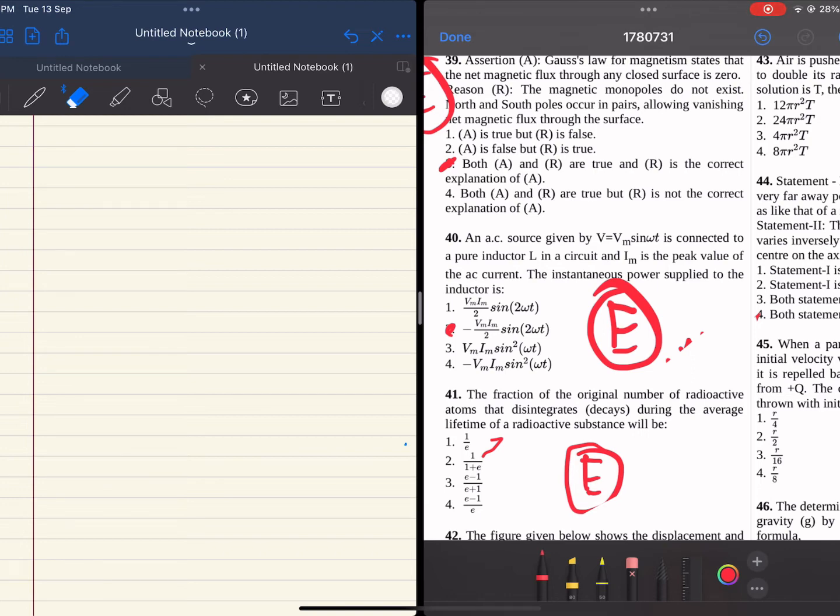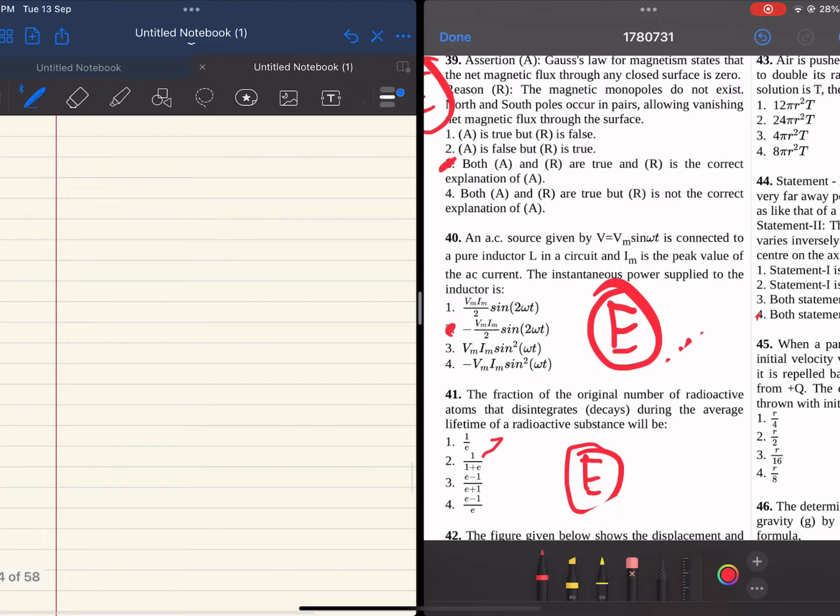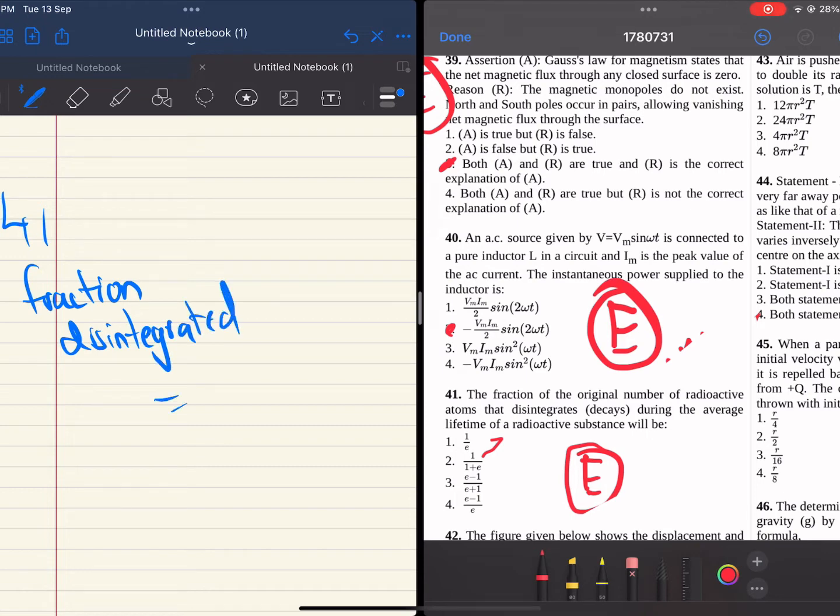So disintegrated is n0 into 1 minus 1 by e. Fraction disintegrated will be that divided by the original number of atoms that were present. That is, the fraction disintegrated is the number of atoms that have disintegrated by the number of atoms that were originally there. The number of atoms that were originally there is n0. The number of atoms disintegrated is n0 into 1 minus 1 by e. So the fraction disintegrated is e minus 1 by e, which comes out to be option number 4.